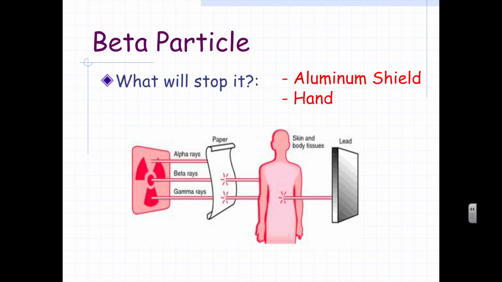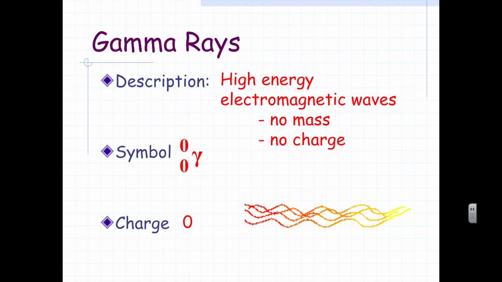The beta particle will go through a little bit more. It doesn't really go through your skin, or it doesn't really go through your bones, but it can go through more than an alpha ray or alpha particle.